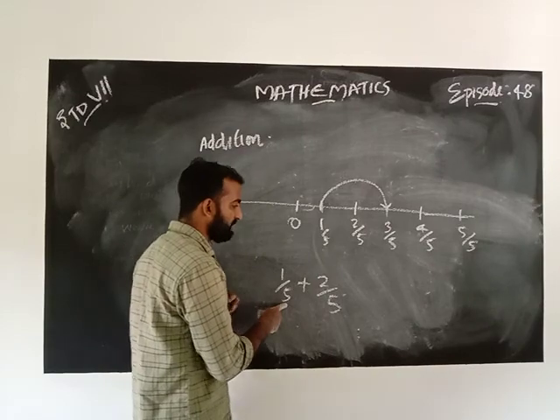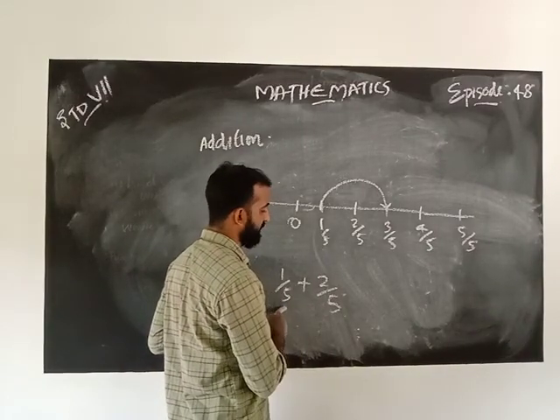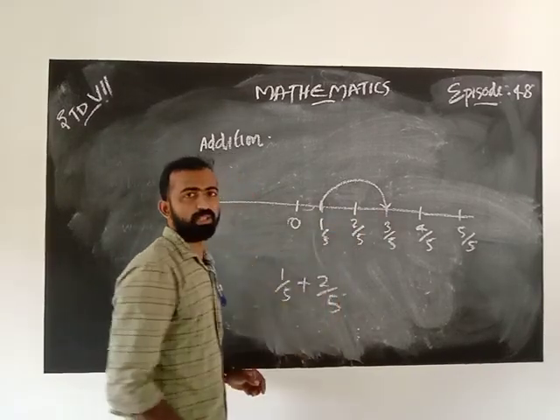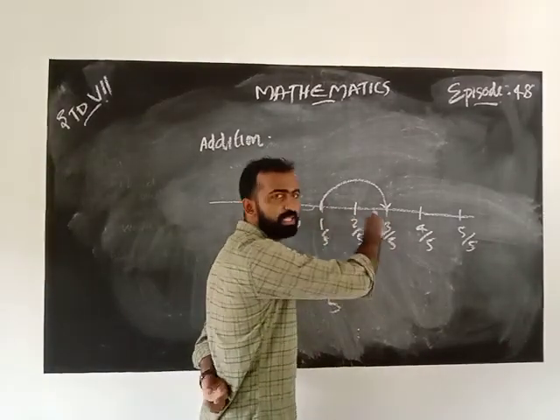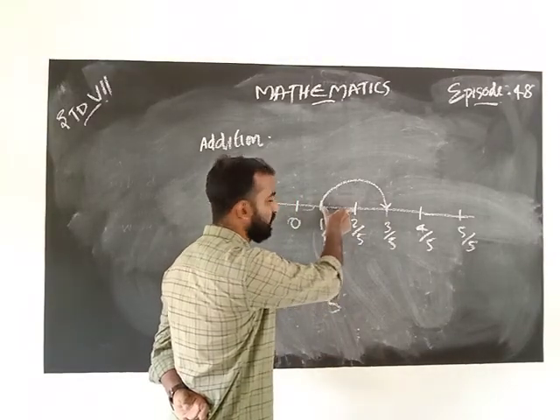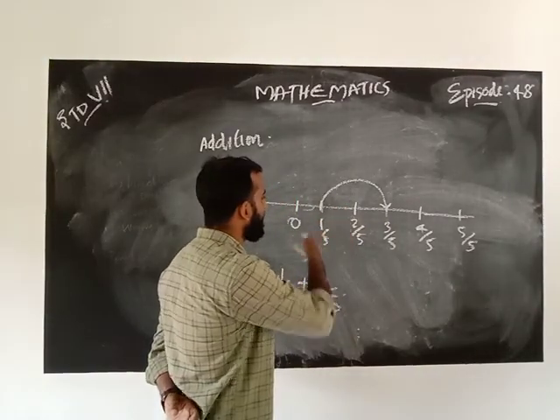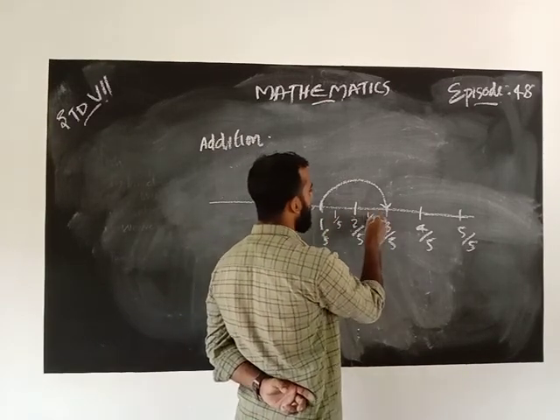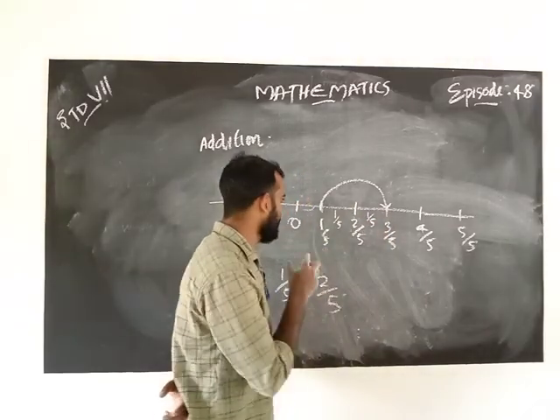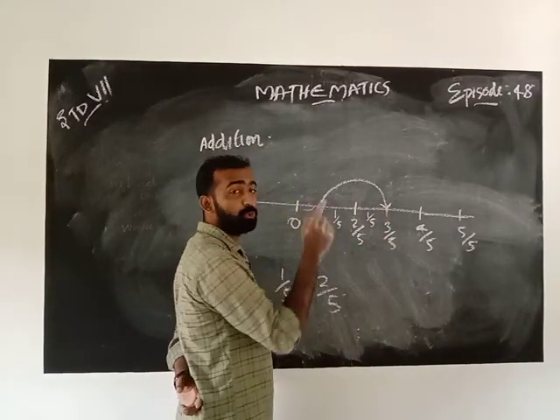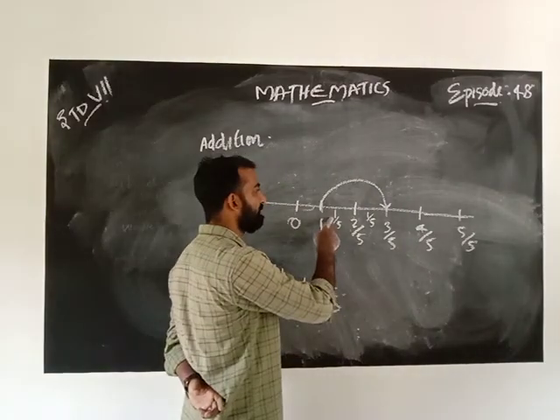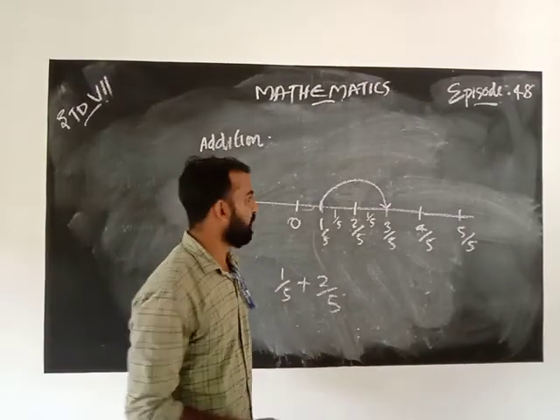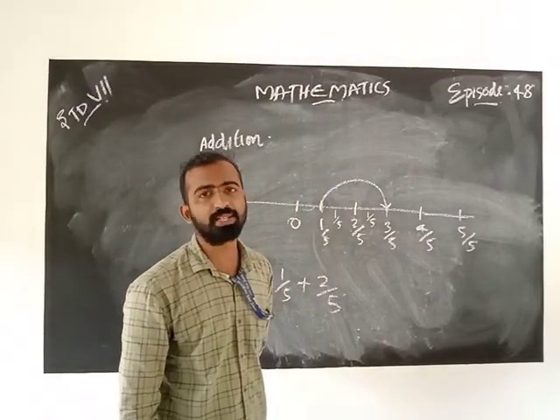Here we also know that the denominators are the same, so 1 plus 2 gives 3. This is 1 by 5 and this is 1 by 5. The distance from 1 by 5 to 2 by 5 is 1 by 5, and here is also a distance of 1 by 5. We want to find 1 by 5 plus 2 by 5. Here is 1 by 5 and here is also 1 by 5. So we get 3 by 5 as the answer.